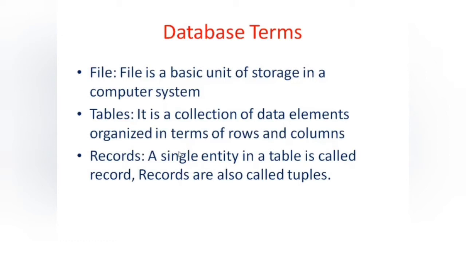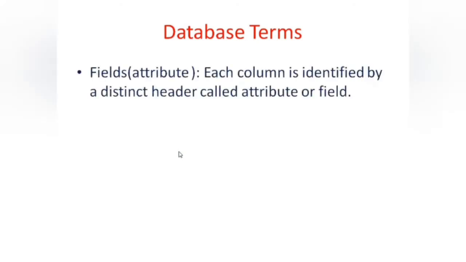Further, if I classify record, it may be consisting of number of fields. So what is a field? Field is a column which is identified by a distinct header. Another name for field is attribute. So as far as database is concerned, each column which is identified by a distinct header will be called as either attribute or field.